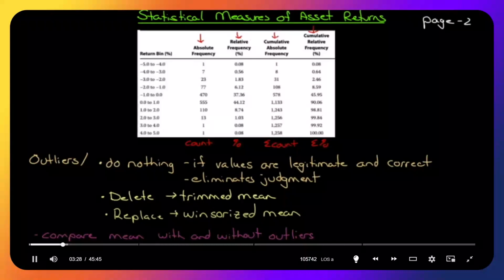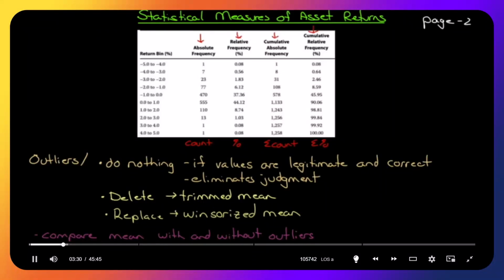Okay, from the chart at the top of the screen, some terms you should be familiar with: absolute frequency, relative frequency, the cumulative absolute frequency, and the cumulative relative frequency. For absolute frequency, this is just a count. This is the number of observations that you would see in each of these particular observation intervals. From -5 to -4, there's one observation. From -4 to -3, there are 7 observations.